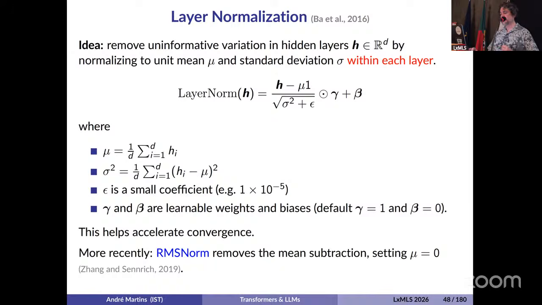More recently, people simplified this even further. They removed the mean subtraction. There is this thing called RMS norm, which I think is also the default in most modern architectures. We remove the mean subtraction, so we are just doing L2 normalization. We are just dividing by the norm of H, with some epsilon.